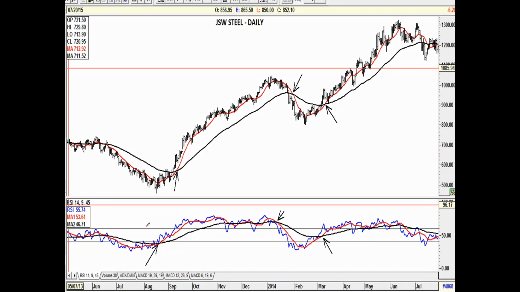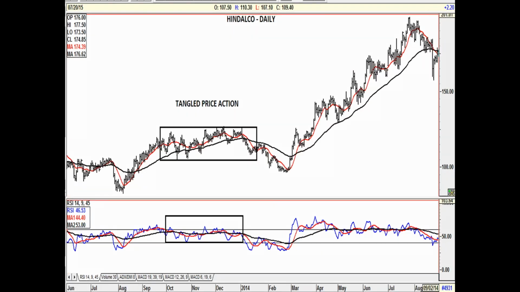So this is 9, that is the red line is the 9 moving average and the black line is the 45-day moving average. Here it is positive on RSI, here it is positive on the price, we see an up movement. Here it is negative on the RSI and negative on the price, there is a down movement. Again both are positive and we see yet another up movement. Similarly, when the 9 is below the 45 on the RSI, but the 9 is above the 45 on the price, we get a sideways tangled price action. That is a sideways correction, a sideways accumulation.